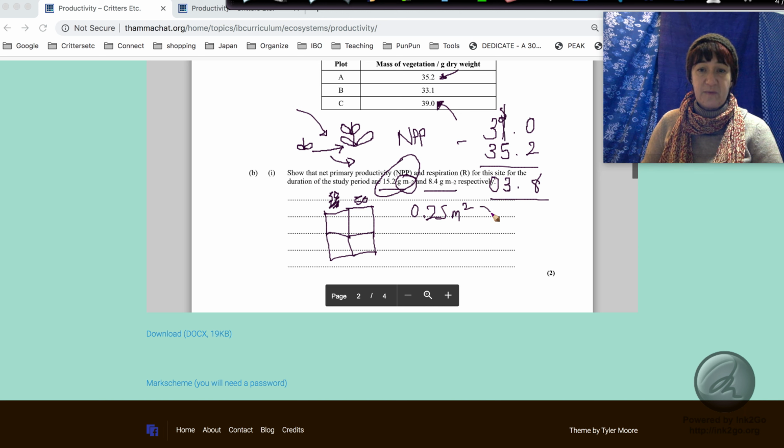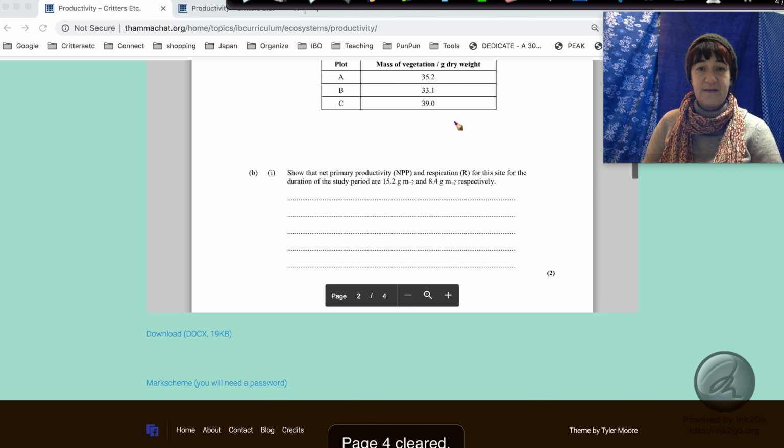So I need to multiply my answer by 4 to get it in the right unit, to get it per meter squared. I honestly haven't done this yet, I really hope it comes out. 3 fours are 12, plus 3 is 15. So that's my 15.2. Because it says show, they're going to want me to show all that working, and do it a lot neater than I did.